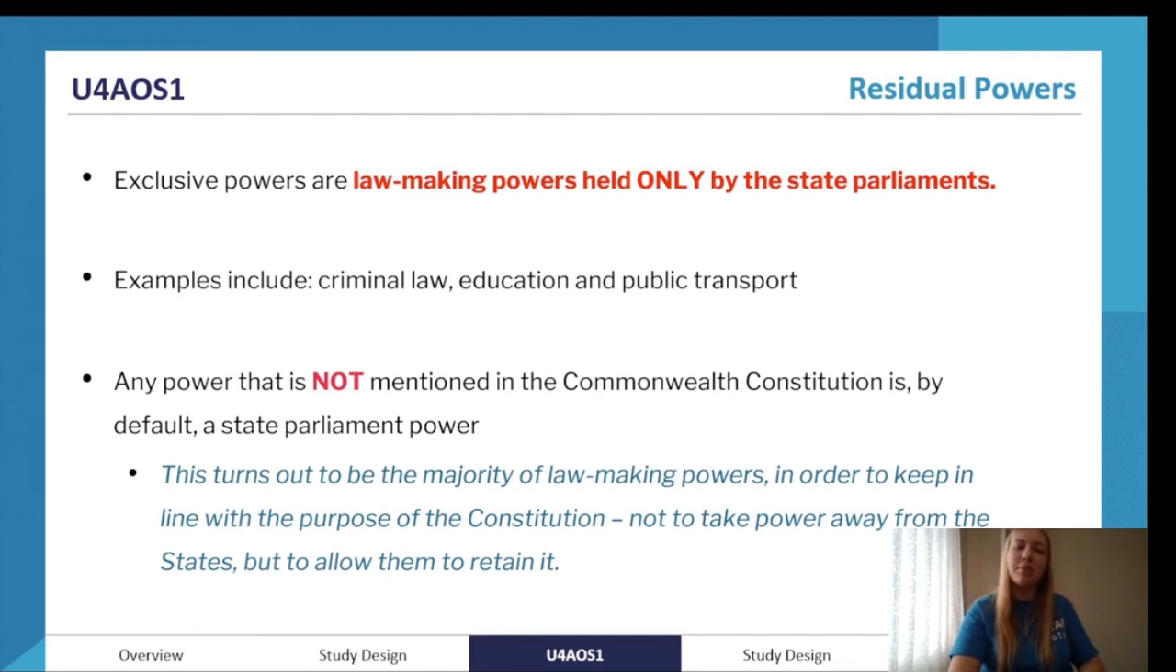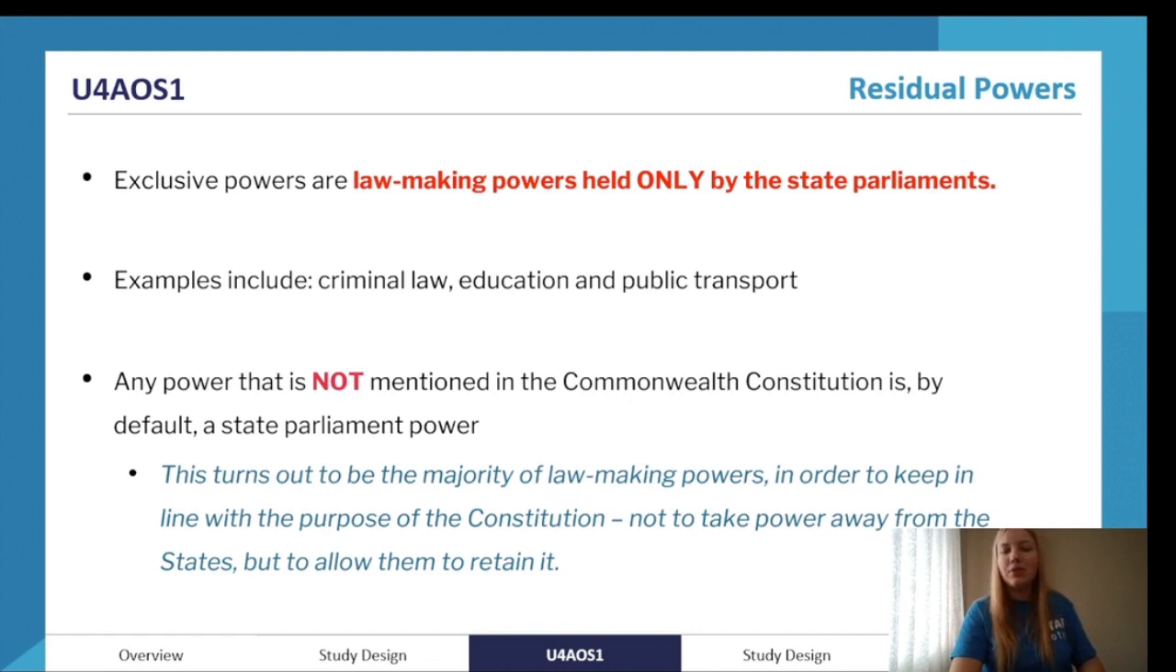Lots of examples here, probably the easiest to think of for your describe and explain questions for these division of powers, such as criminal law, education, and public transport. Just consider in terms of education, every state has a different education system. Similarly with public transport, that is because they have been able to legislate and create their own. It does not have to be by default the same across the entire country.